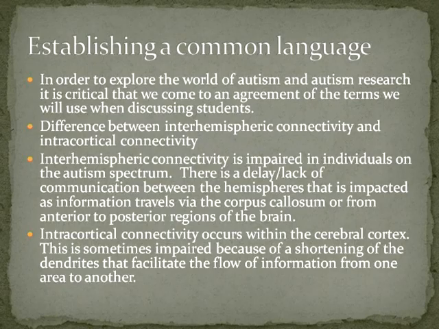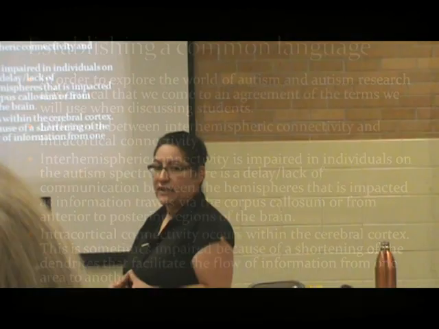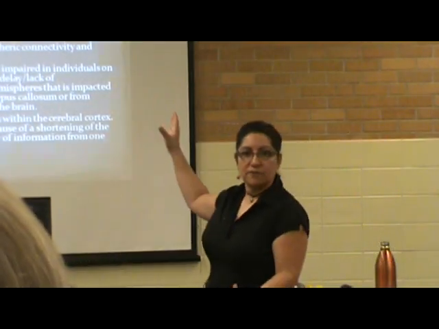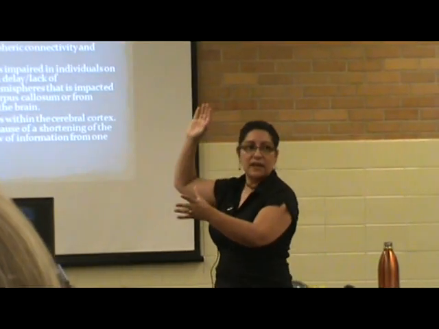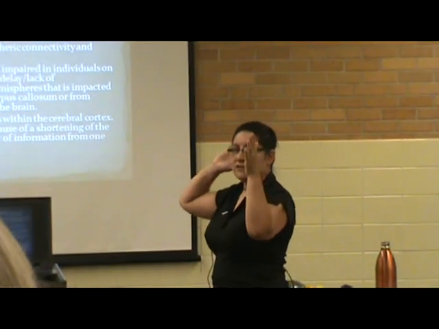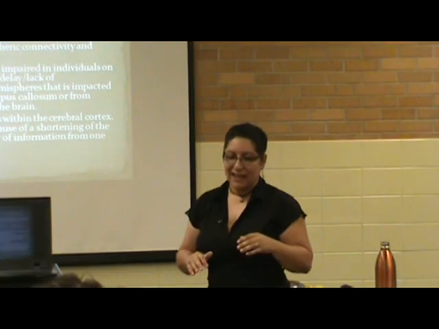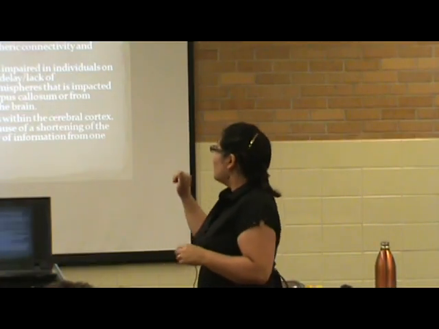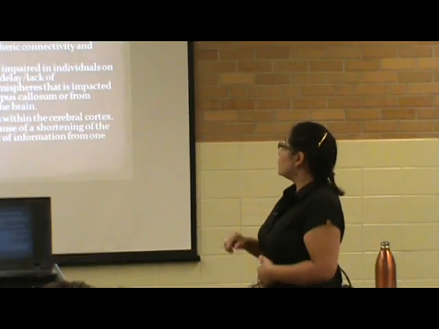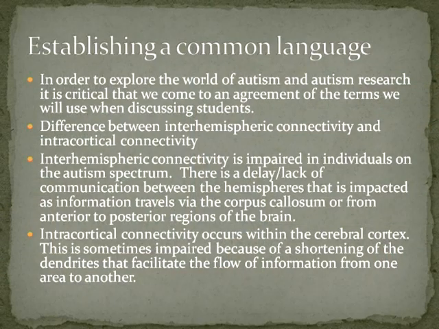There's a difference between interhemispheric connectivity and intracortical connectivity. As I was showing in the picture of the brain, interhemispheric connectivity refers to the right side of the brain talking to the left side of the brain. Actually, that way. Right side of the brain, left side of the brain. It's still early. My brain isn't quite awake. Interhemispheric connectivity is impaired in individuals on the autism spectrum. There's a delay or lack of communication between the hemispheres as information travels via the corpus callosum or from anterior to posterior regions of the brain.